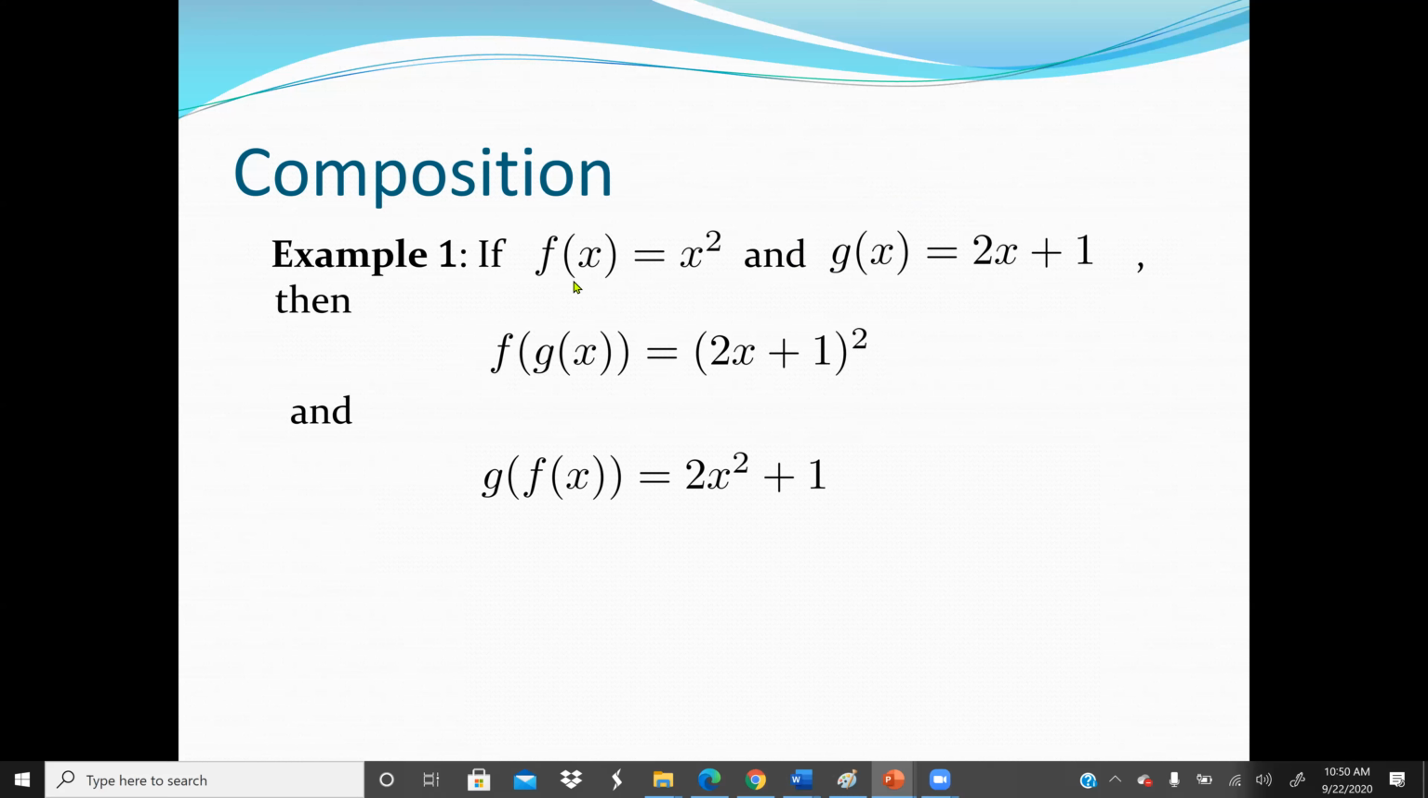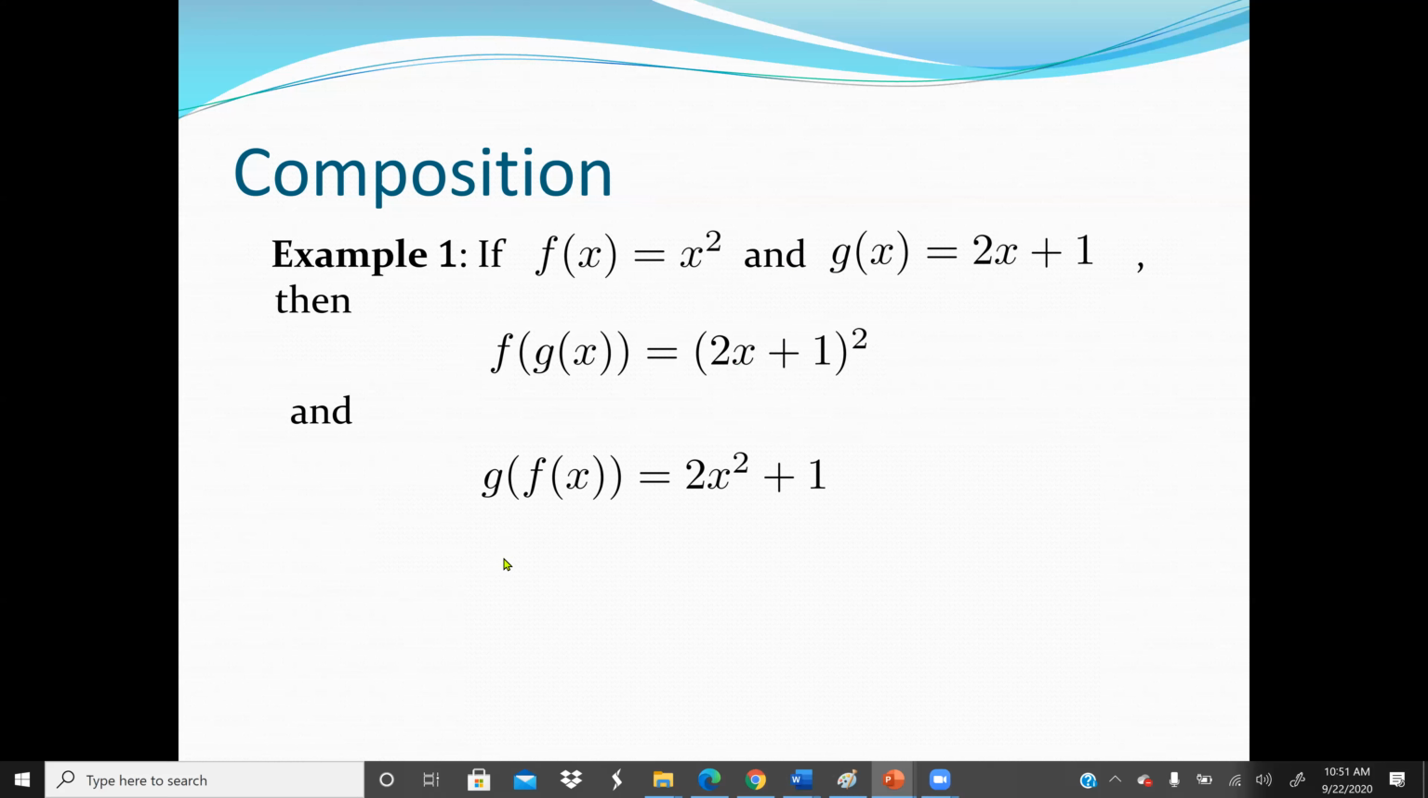So here we have two functions, f at x equal to x squared, g at x equal to 2x plus 1. Now to find f g at x, or we say f composite g at x, it means I'm going to write down the function f at x. Then anywhere I see x, I'm going to replace it with the second function, which in this case is 2x plus 1. So here it's only x squared. So we replace x, we get 2x plus 1 squared.